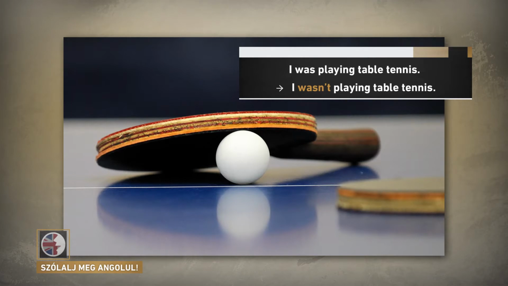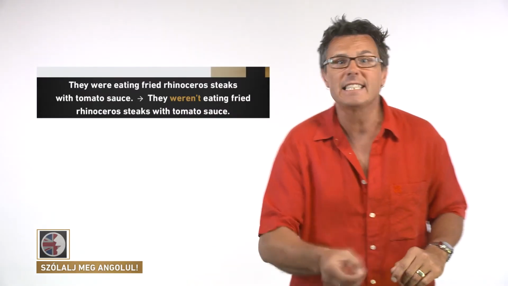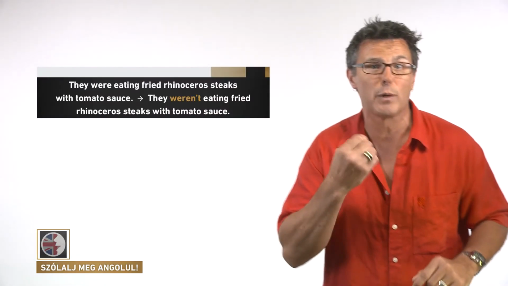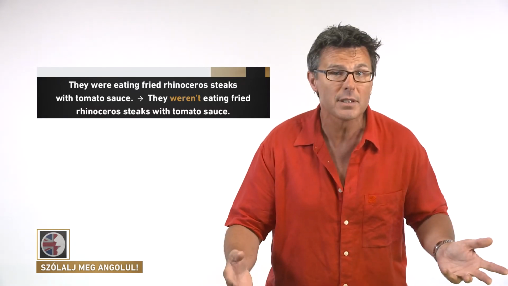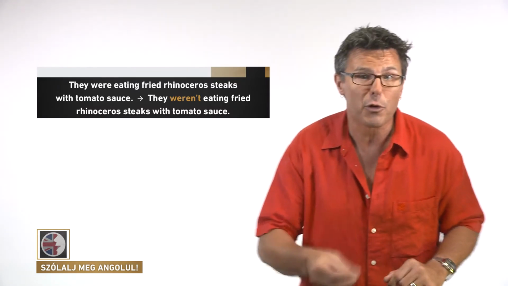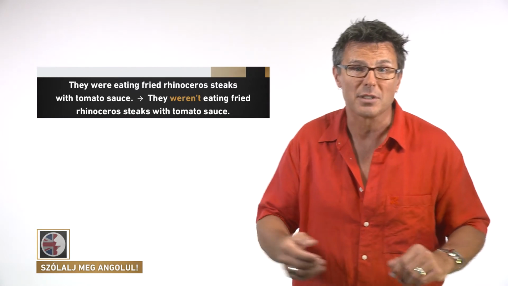The positive past continuous sentence, I was playing table tennis, changes to I wasn't playing table tennis. Simple. The positive sentence, they were eating fried rhinoceros steaks with tomato sauce, becomes they weren't eating fried rhinoceros steaks with tomato sauce. Simple. Great.